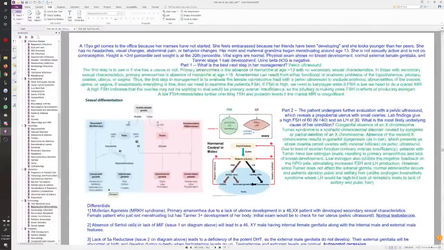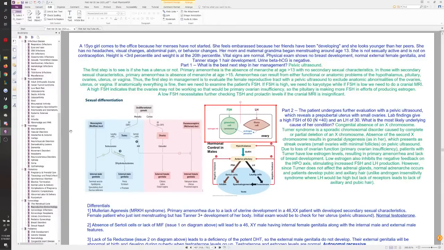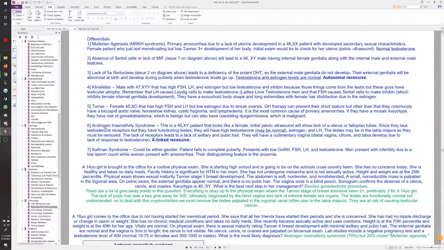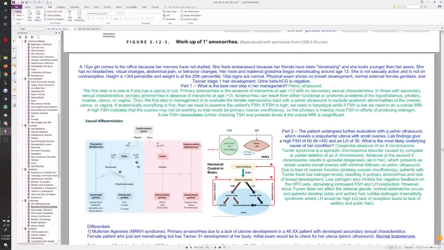So now we can look at some of our Step 1 things and a bunch of CK questions. These are CK questions. These are snippets I took from the Step 1 book. And then how to do all the differentials between the various main issues: Mullerian agenesis, lack of Sertoli cells or Mullerian inhibiting factor, lack of 5-alpha reductase, Klinefelter, Turner, androgen insensitivity, and Kallmann syndrome. How do you differentiate them without any hesitation? So let's take a look at this first question here.